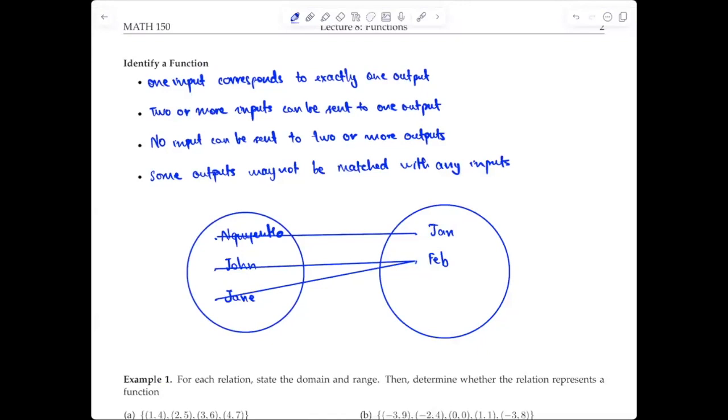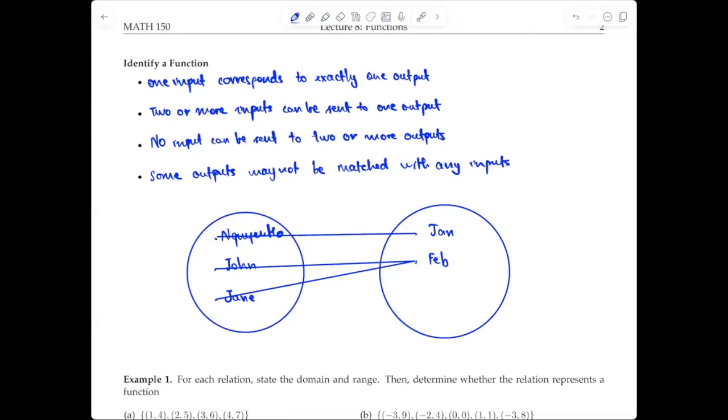So two or more inputs can be sent directly to one output, right? However, no input can be sent to two or more outputs, right? So it does not make sense for me to be born in January and in February. So that's an example right there that illustrates the third statement. And the last statement is that, for example, we just have a list of 3 names, but you know that there are 12 months in a year. So all the months from March, April, May, June, July may not match with any inputs at all, right? So hopefully this example helps you understand the properties that we just wrote down earlier.